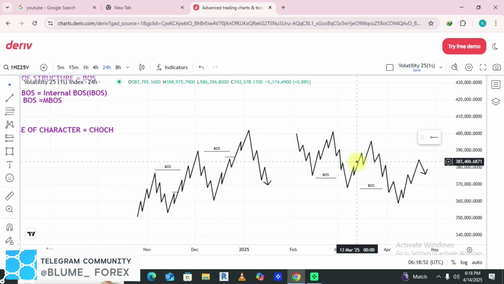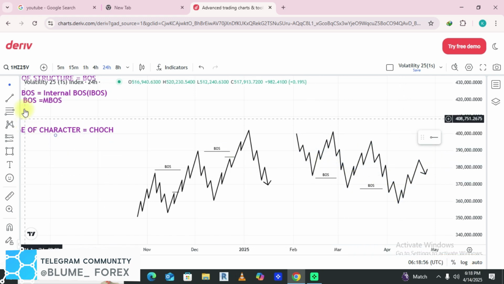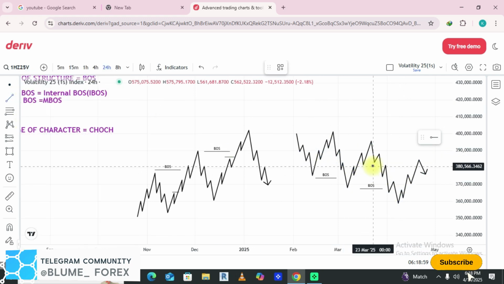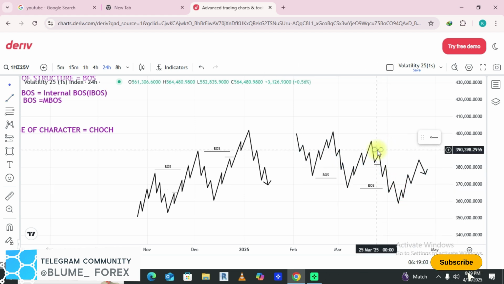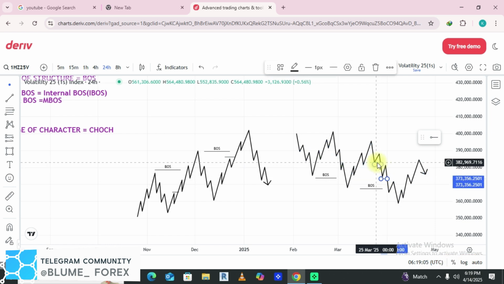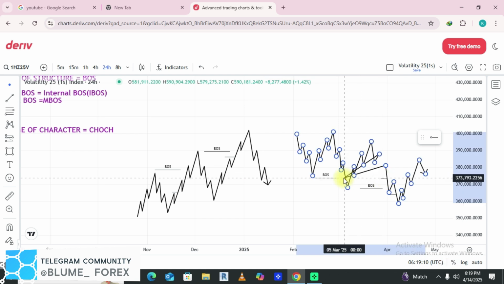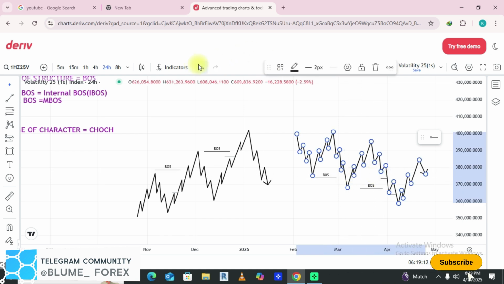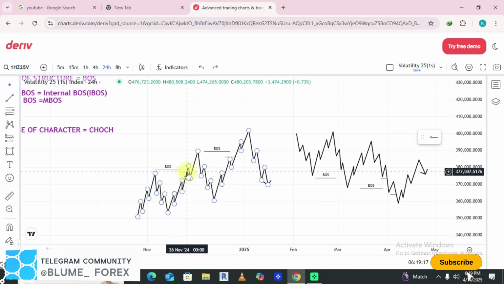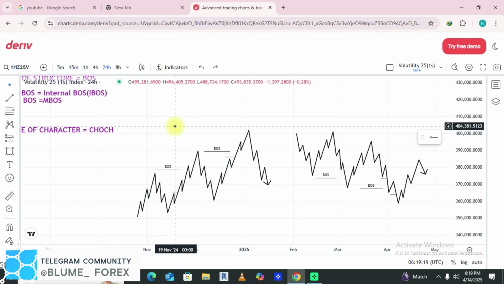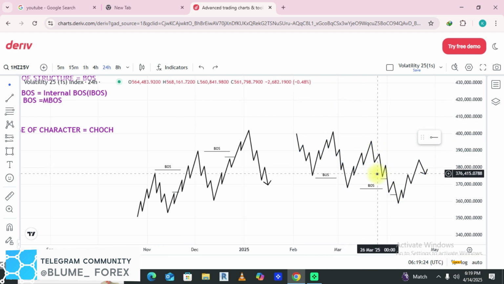So same for the downtrend. If you are breaking lows on the major structure, that is MBOS. If you are breaking lows on the minor structure, these are IBOS. So these are IBOS in the downtrend market. So when you get internal break of structures to the upside in an uptrend market, they are IBOS to the upside, right? And then if you get internal break of structure to the downside, they are IBOS to the downside.